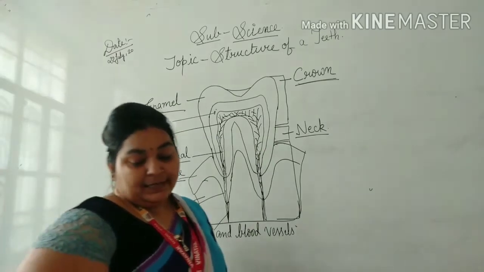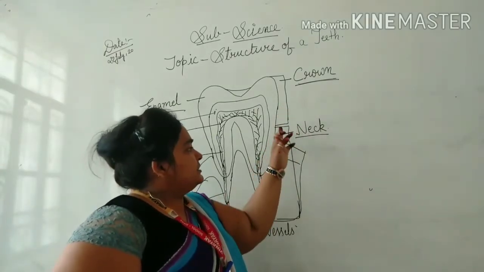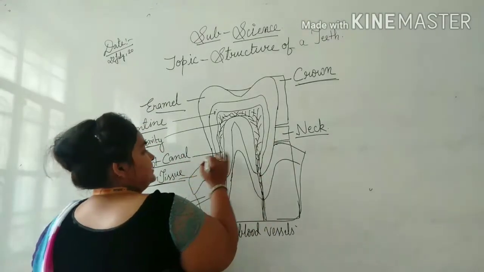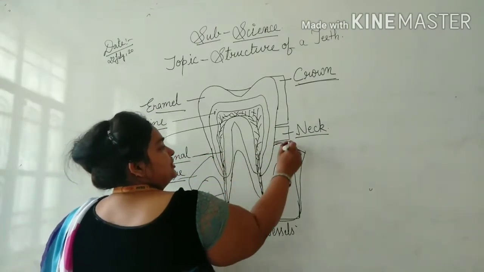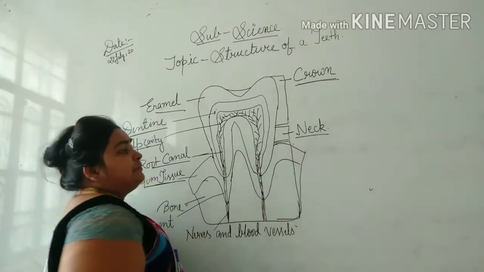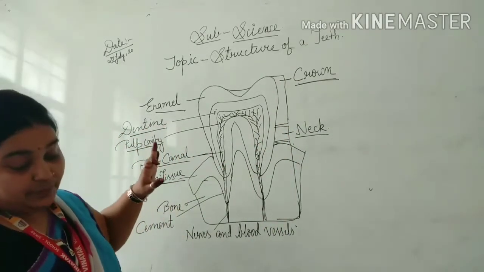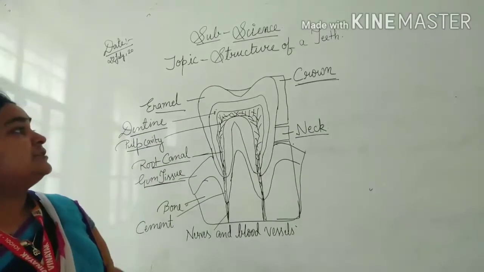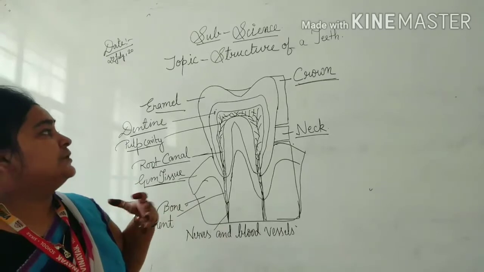Clear? Next comes the neck. It is just between the root and the crown. See, the root canal starts from this portion, and above it is the crown. The little portion in between is called the neck. How is the tooth made up internally?